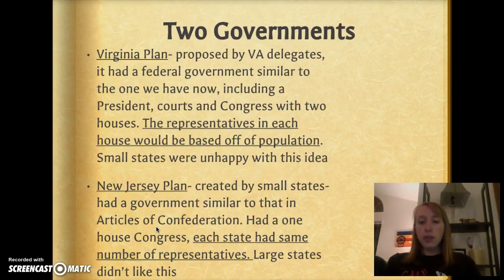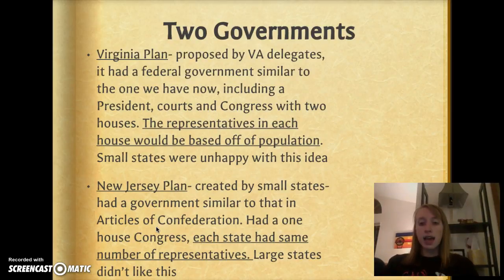Okay, so one of the very first issues that comes up right away is how are we going to represent ourselves? We've decided on a representative democracy. Okay, how do we send representatives? How do we determine that? So we have some Virginia delegates who step up during this discussion, and they decide that they would like to introduce an idea of representation based off of population. And so we call this the Virginia Plan.